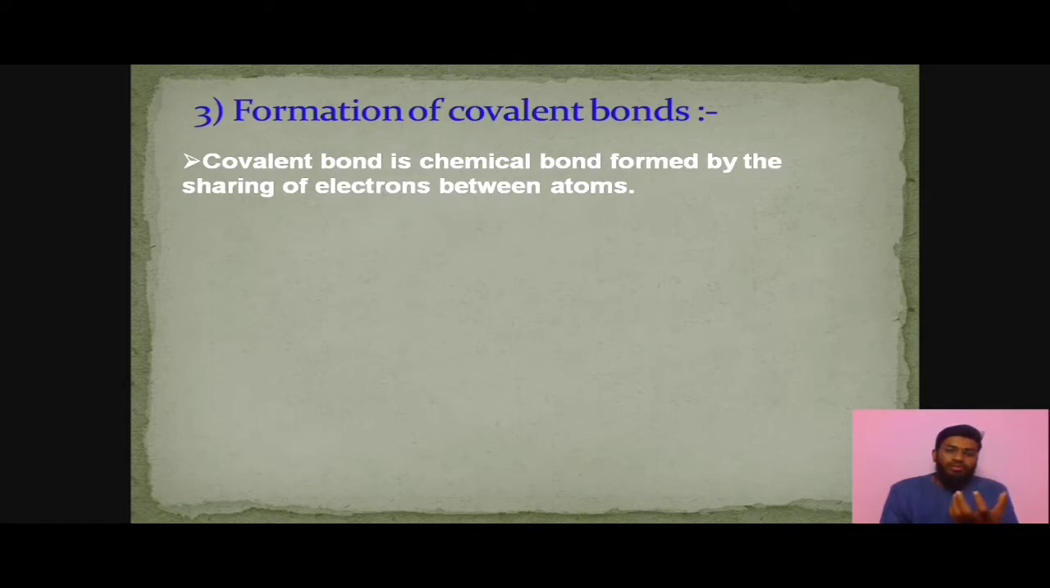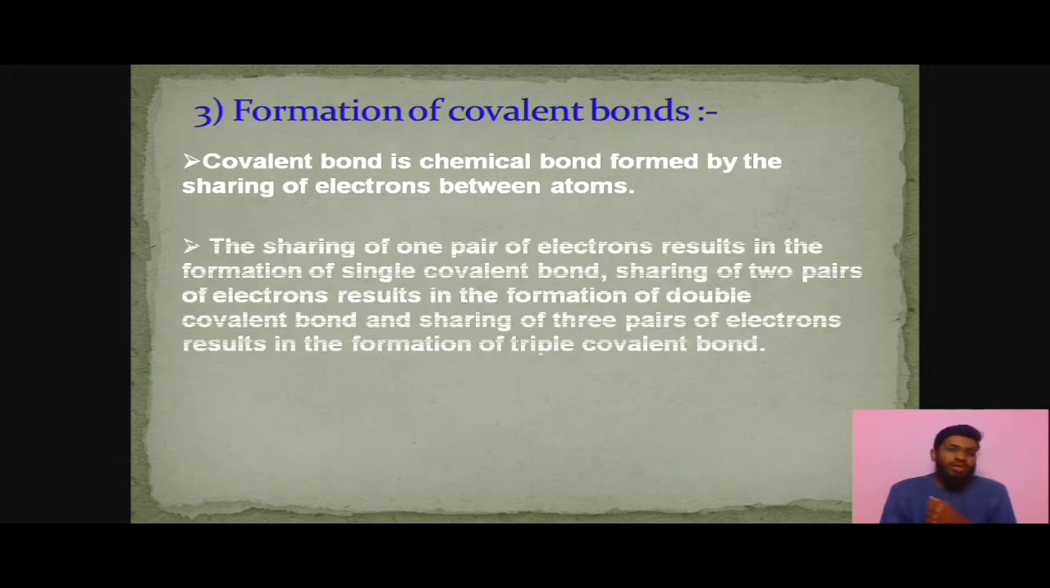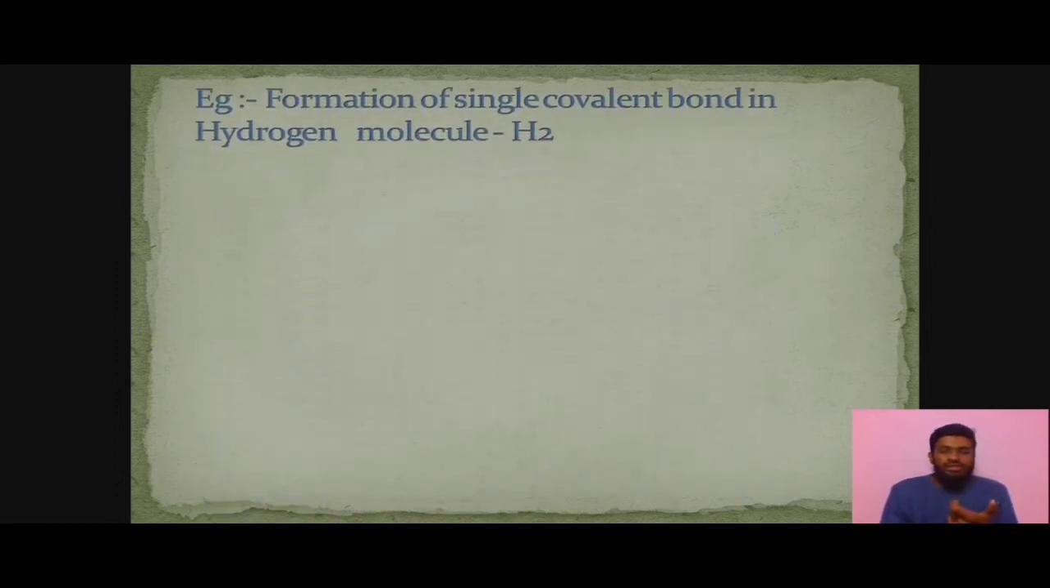The covalent bond is a chemical bond which is formed by sharing of electrons. The word sharing is very important. The sharing of electrons between 2 atoms. The sharing of 1 pair of electrons results in the formation of a single covalent bond, whereas 2 pairs of electrons give a double covalent bond, and 3 pairs of electrons give a triple covalent bond. Let us have a look at the formation of a single covalent bond.